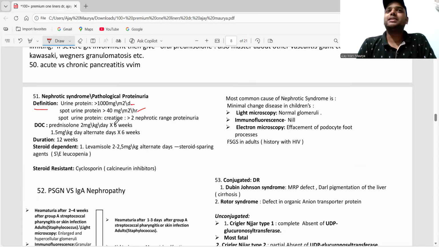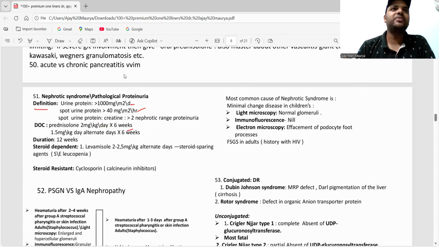What is the drug of choice? It is a corticosteroid, that is prednisolone. How much do you have to give? 2 mg/kg/day. This is the starting dose. For how many weeks? 6 weeks. Very simple.